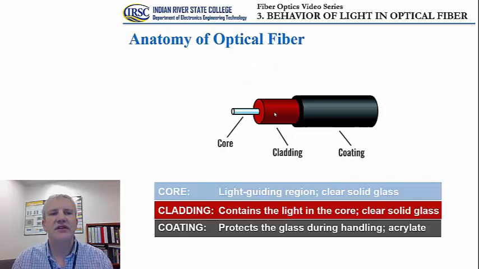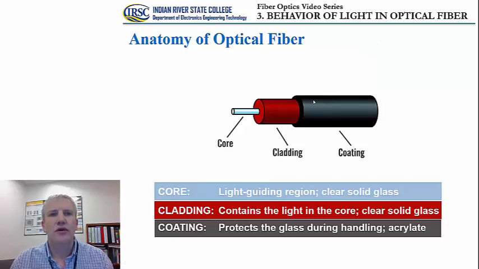Let us first briefly describe the anatomy of the optical fiber. The basic structure of optical fiber consists of three main parts. The core, that's shown here in light blue, the cladding, that's shown here in the red color, and finally the buffer, that's shown here in black color.